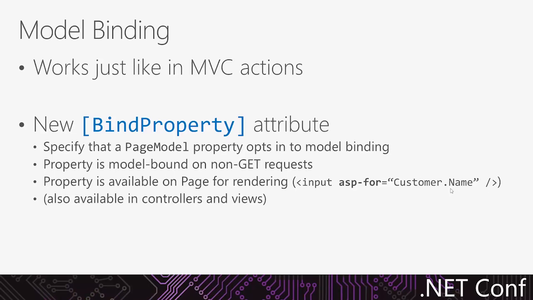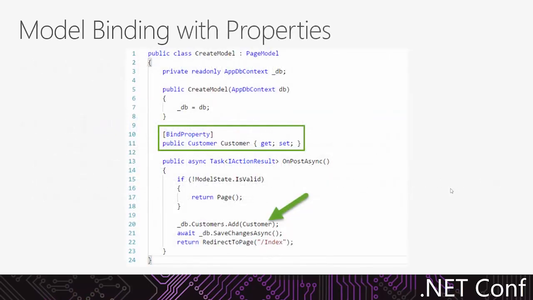All right, so let's look at this in a quick example. You can see here that I have this customer property and I've marked it with the bind property attribute. And then in my onPost async handler, after I check that the model state is valid, I can go and work with that customer property directly, even though it wasn't passed in as an argument to the onPost async method. I have access to the property, and that property will be bound prior to this handler running because of that bind property attribute.